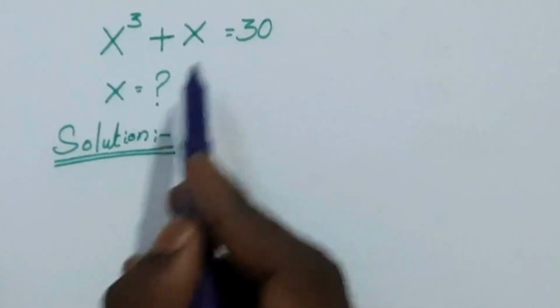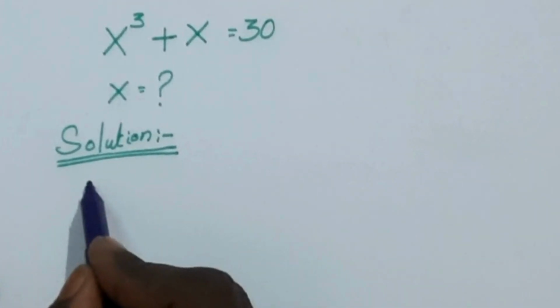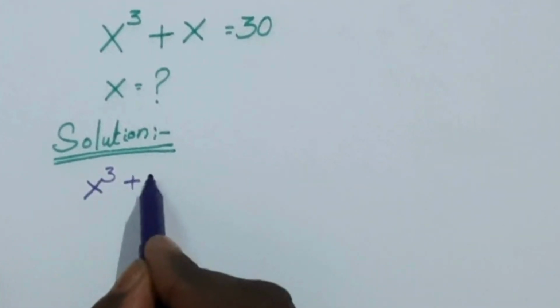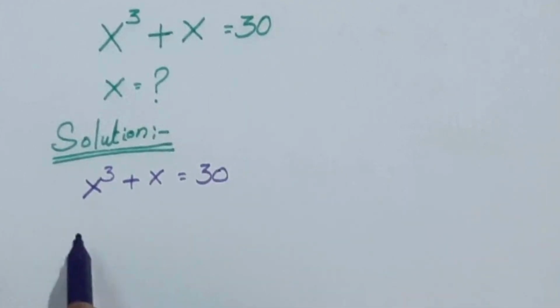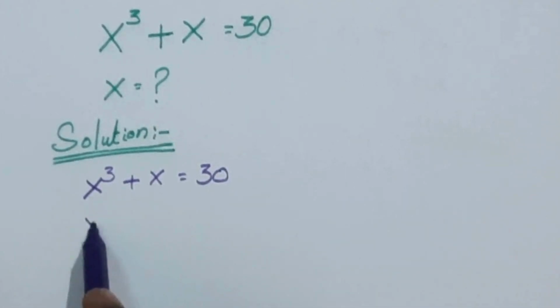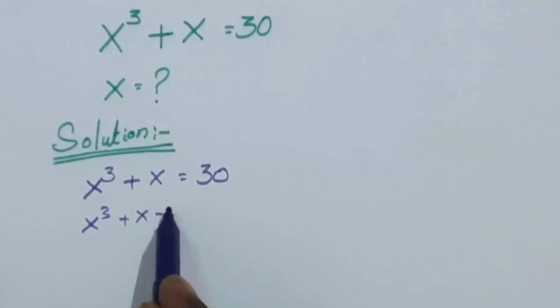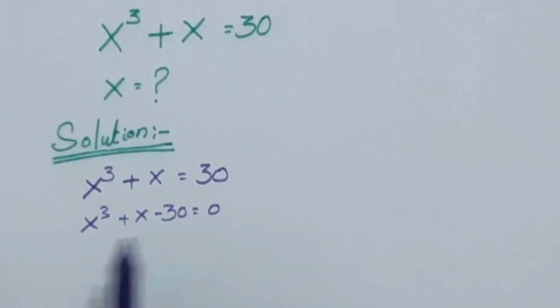Today we are going to solve this equation to find the x value. Solution: x^3 + x = 30. Now x^3 + x - 30 = 0.